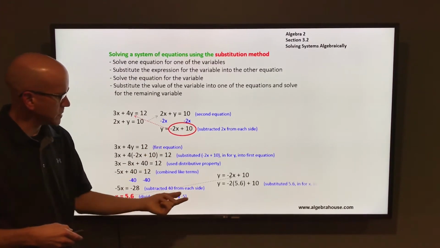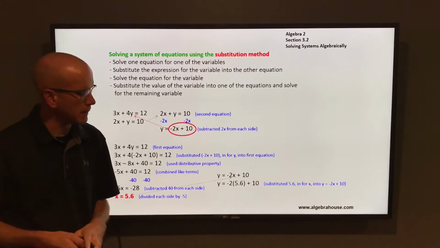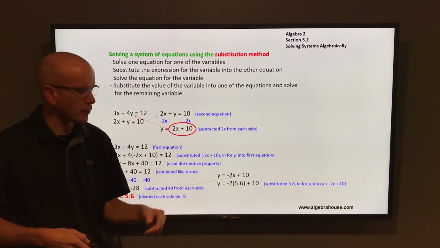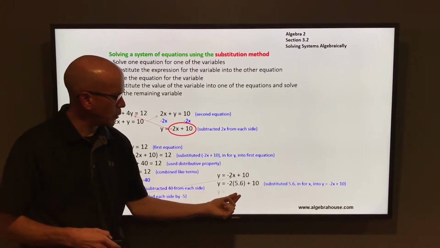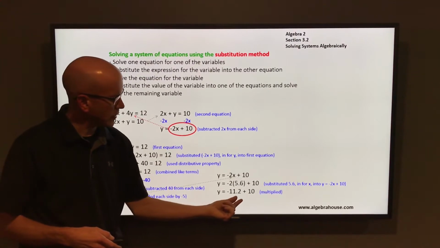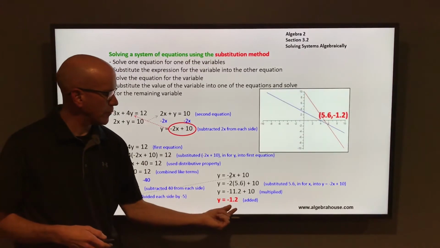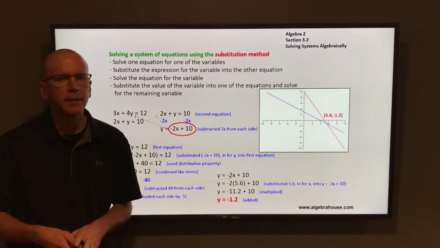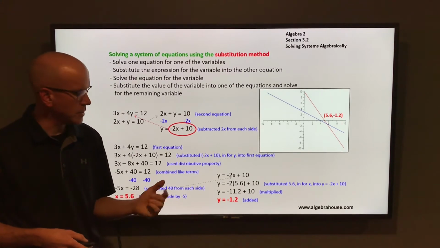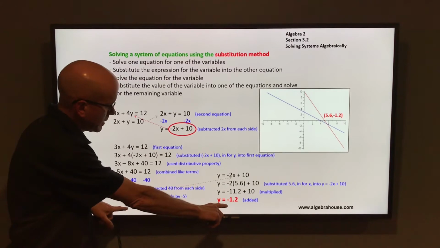Substitute 5.6 in for x. So it'd be y equals negative 2 times 5.6 plus 10. So now we're on our way to solving for y. Negative 2 times 5.6, that is negative 11.2. Then combine negative 11.2 and 10. If you add those, it's negative 1.2. So that negative 1.2, that's the y coordinate of the point of intersection of these two lines. So these two lines meet at 5.6 and negative 1.2.